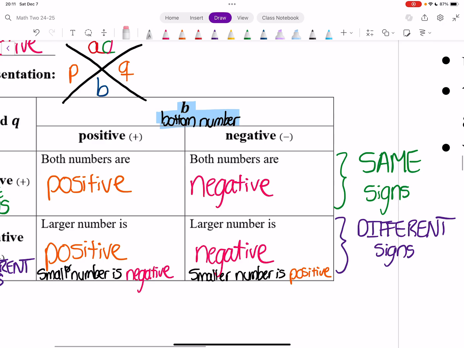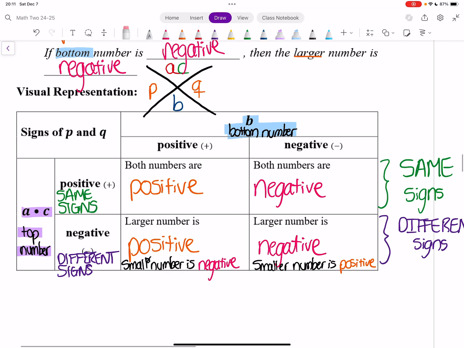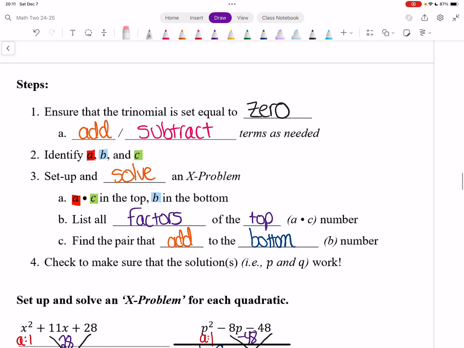I've also written off to the side here a friendly reminder that the top part of this table are considerations we make when we have the same signs, because A by C is positive. And then the bottom is our considerations we make when we have different signs, because A multiplied by C is negative. Let's get a little practice with this.